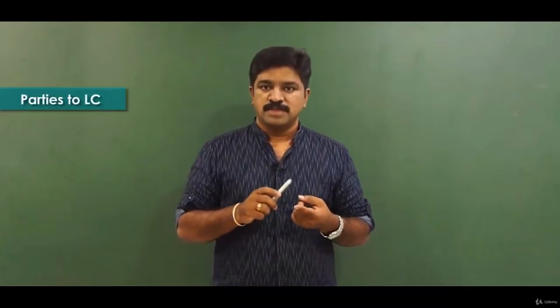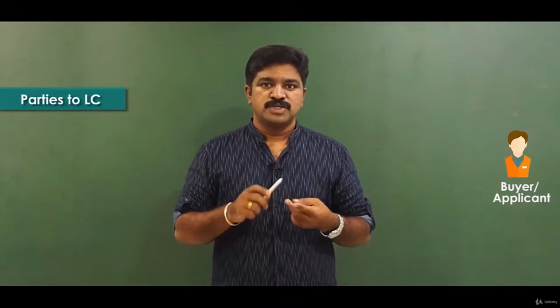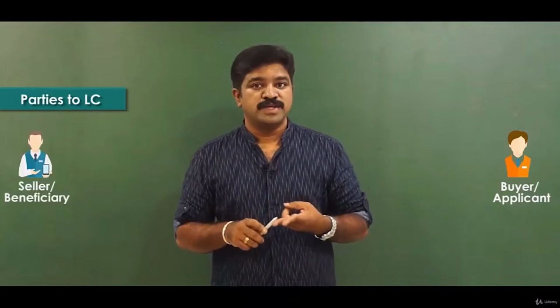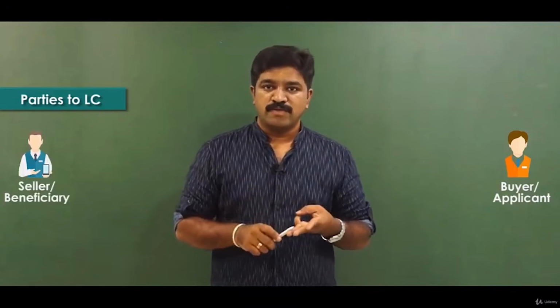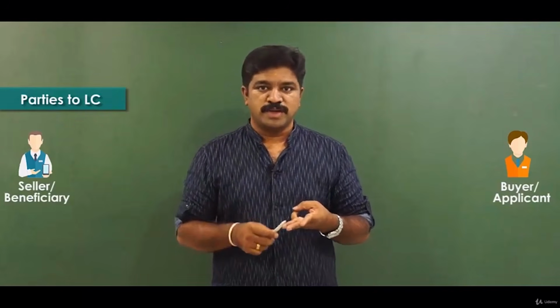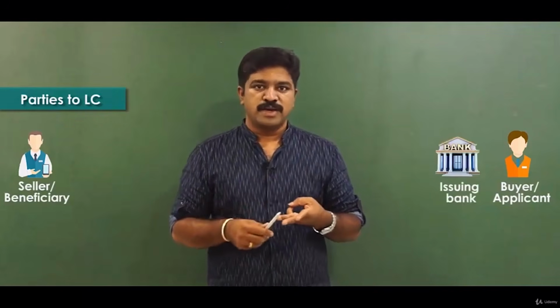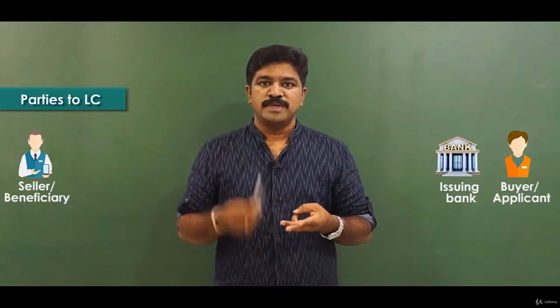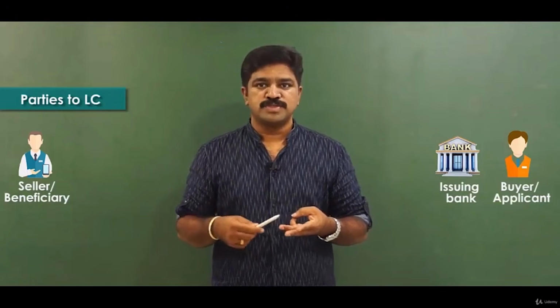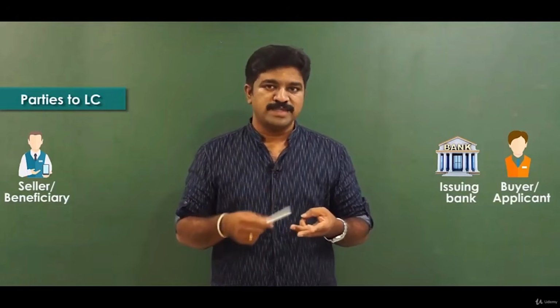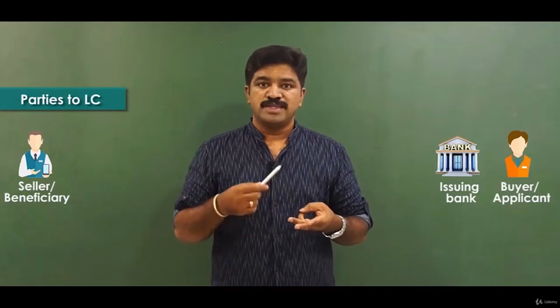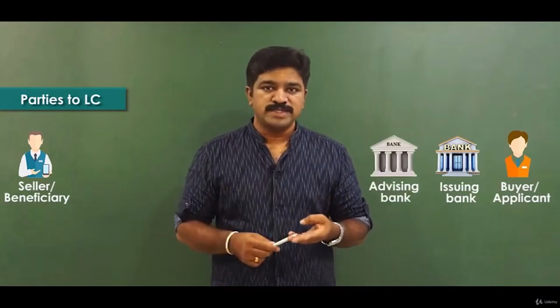Number 1, the buyer, we call him as applicant. 2, seller, we call him as beneficiary. And number 3 is the bank of the buyer, that is LC issuing bank. Okay, we call it as LC issuing bank. And the LC will not be dispatched simply through post, it will be routed through another bank in seller place. We call that bank as advising bank.